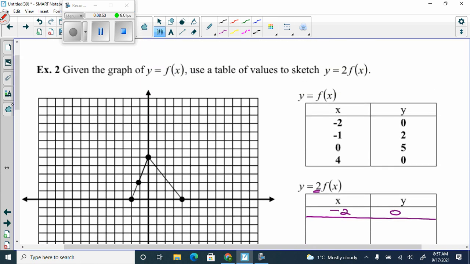Given the graph of y equals f of x, use a table of values, sketch y equals 2 f of x. And then it might say, then list the invariant points and explain why they're invariant. So that would be worth 1 mark. Listing the invariant points would be worth 1 mark. Explain why they're invariant was worth 1 mark.